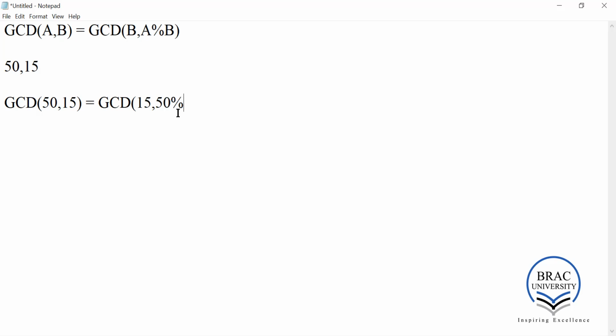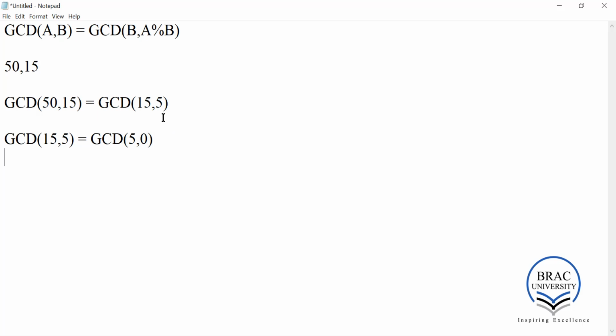50 mod 15, right? In place of B, you have to write A mod B, right? So 50 mod 15, which is actually 5. So now, if I want to find out the GCD of 15 comma 5, I have to again write GCD of, first I have to write the B, so 5, comma 15 mod 5. So 15 mod 5, which is actually 0, right? 15 mod 5 is 0.